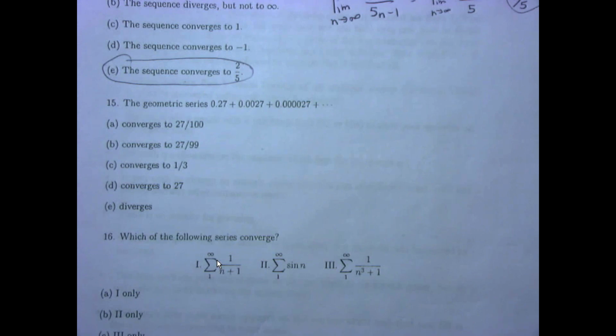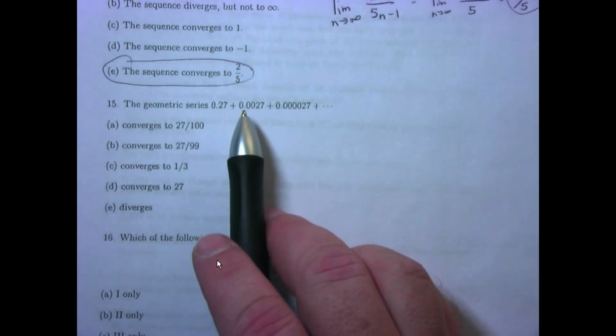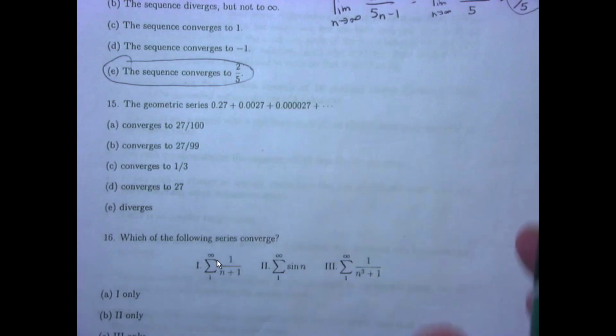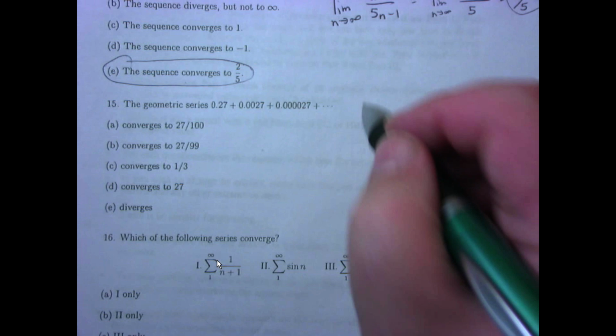All right. They're even telling you it's a geometric series. I've got the geometric series 0.27 plus 0.0027 plus 0.00027 plus yada, yada, yada. They want me to figure out what this thing converges to, or if it diverges. Being a geometric series, we know exactly what it converges to.